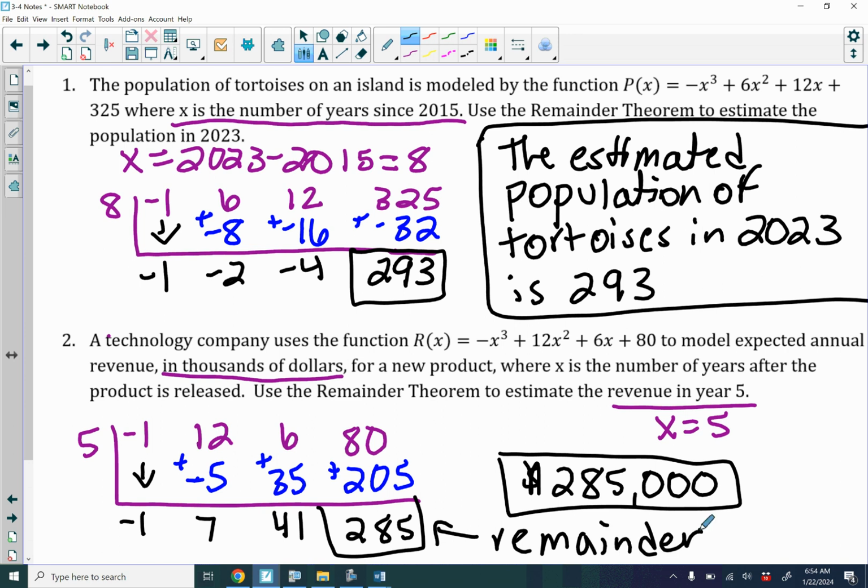Now, it would not be $285. Notice I didn't do that. The reason is that it says to model expected annual revenue in thousands of dollars. So we had to multiply here for our thousand. We had to do 285 times 1,000, and that would be our answer. So really our answer is 285,000. And you could also have used direct substitution if you wanted to get your answer here.